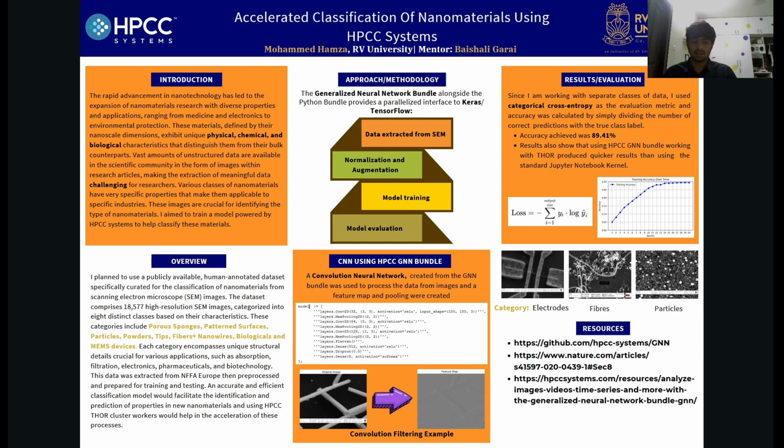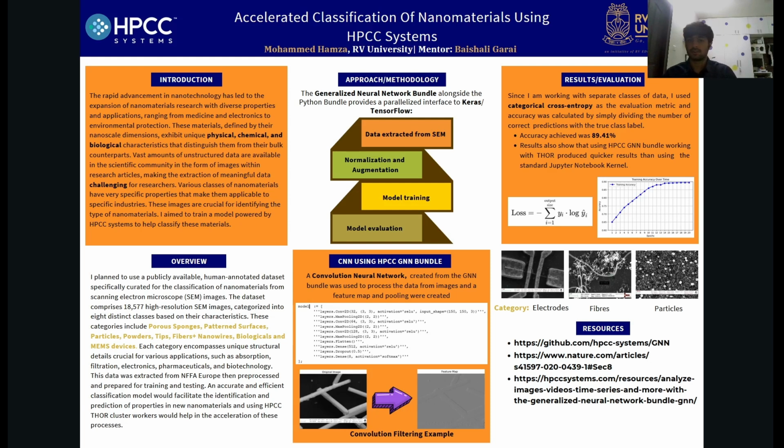An accurate and efficient classification model would facilitate the identification and prediction of properties in new nanomaterials. Using HPCC Thor cluster workers would help in the acceleration of these processes. One of the challenges, as mentioned, is the time taken to manually test and figure out what type of nanomaterial researchers are working with. So using HPCC Systems will be quite crucial for this particular project.